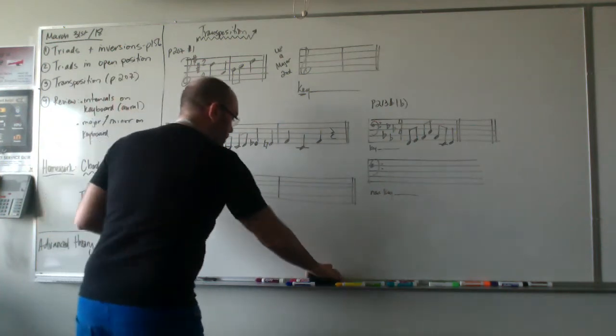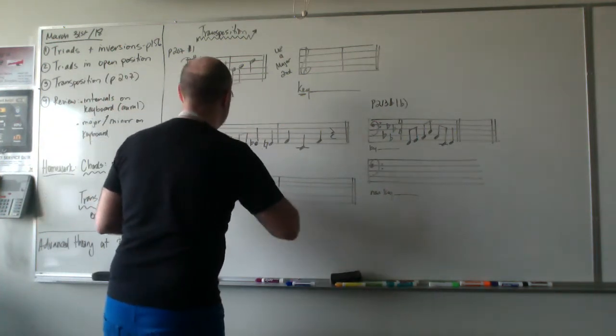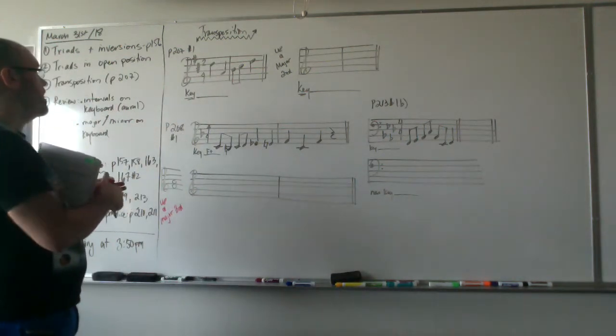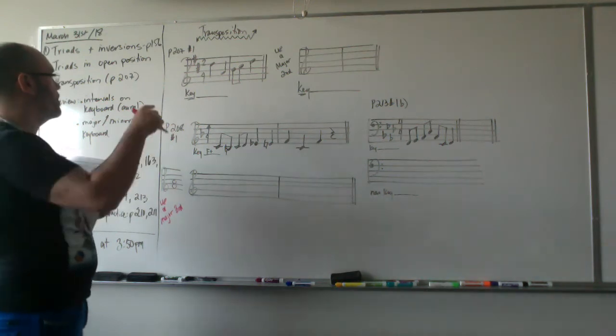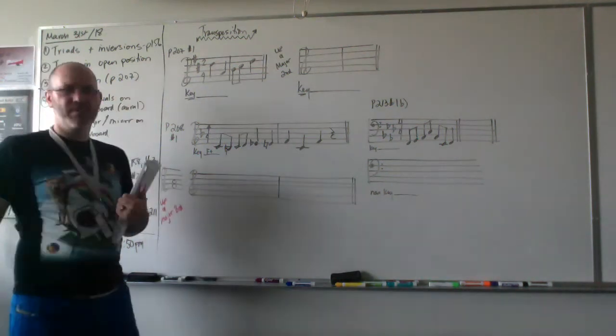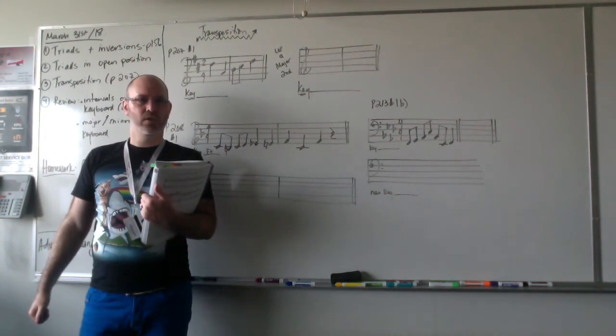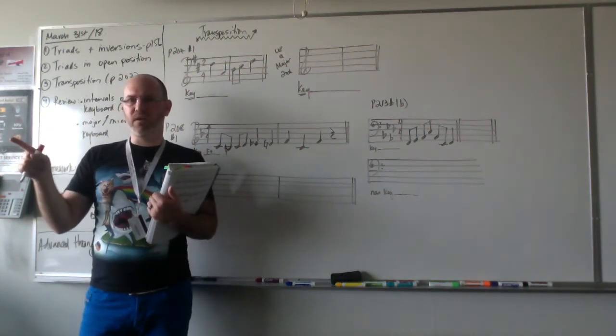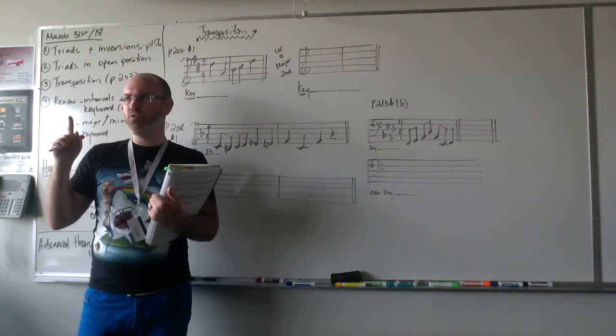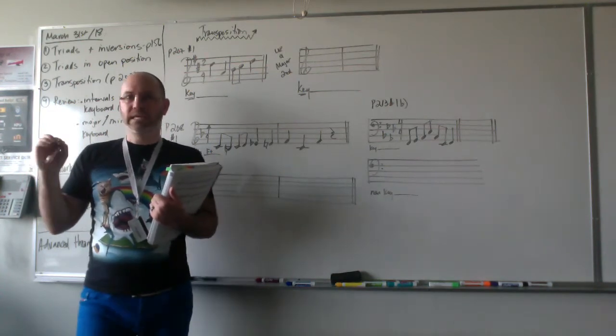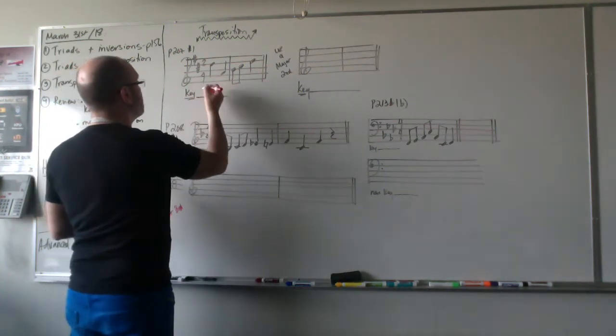First of all, we need to figure out what the key is. So, do your detective work. What do we have? Sharps or flats? Sharps. How many sharps? 2. Look on your circle of fifths. What key has 2 sharps? D major.